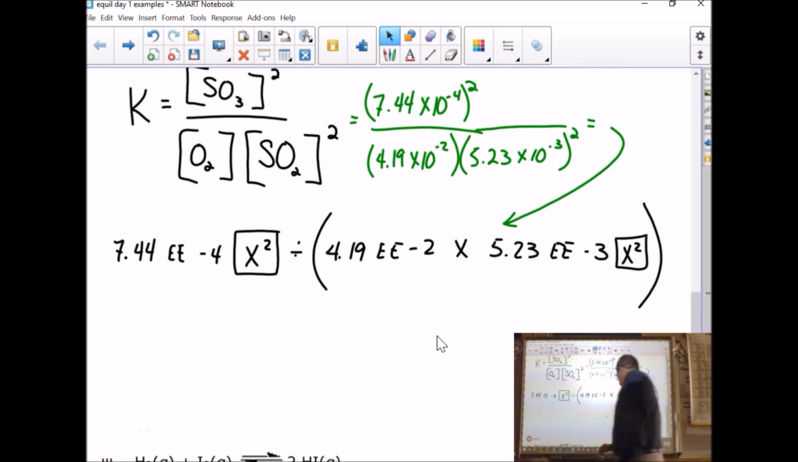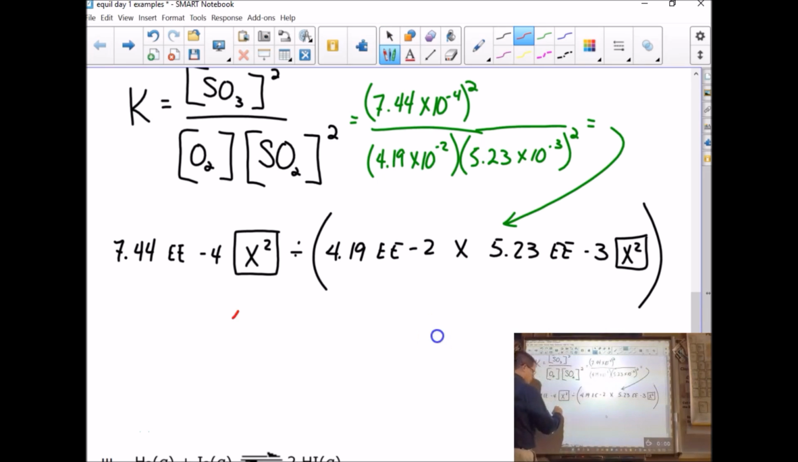I got 4.89 times 10 to the negative 1. I think it might be because I rounded it. How could you round? Because for the 7.44 times 10 to the negative 4 squared, I rounded up. You did not type that in again, did you?